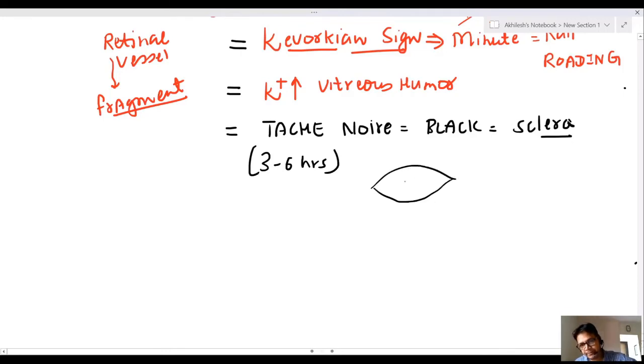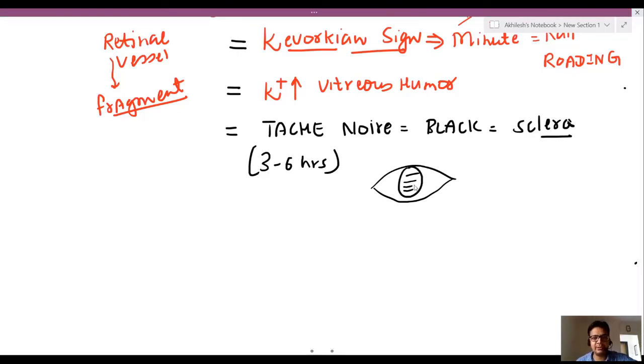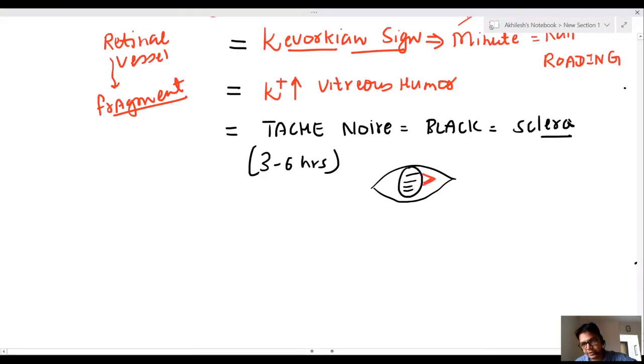This is your pupil. And on this side, you have a triangular black color. I'm marking it red, but it is black. On both sides, there may be triangular deposition of cell debris. This is known as tachyneuria.